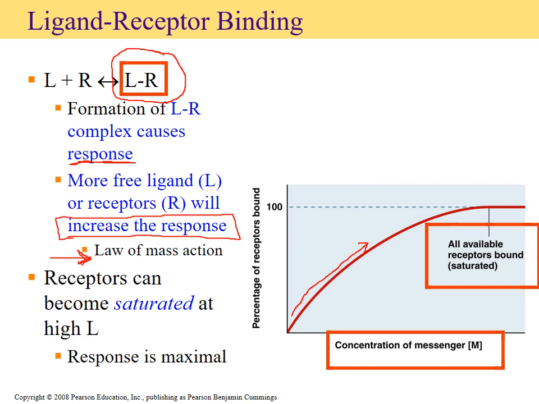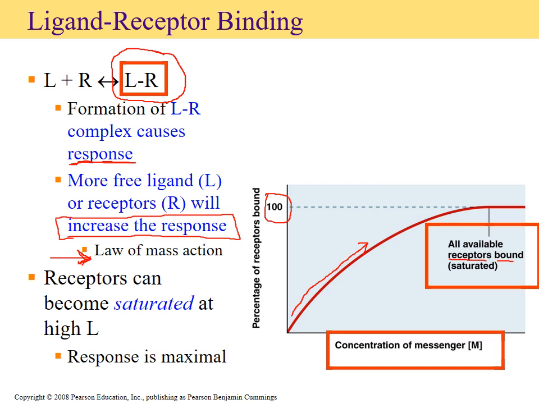Now, eventually, you're going to reach your saturation mark. And your saturation mark basically says that all receptors are bound. So it doesn't matter if you have additional hormones floating around. Since all the receptors are bound, the response will no longer increase. It has been fully amplified.